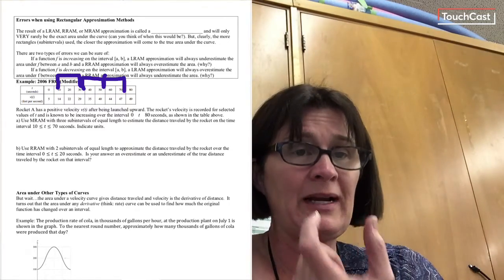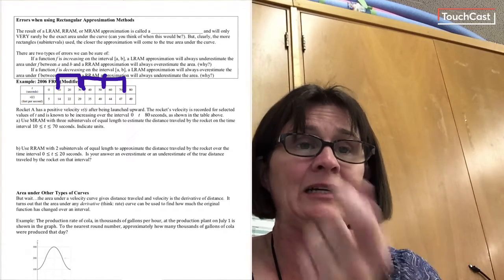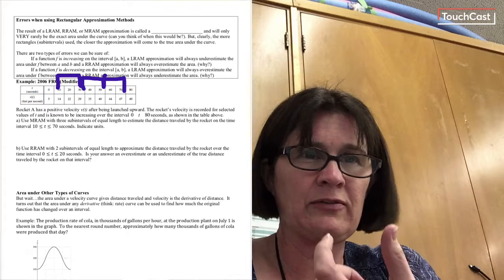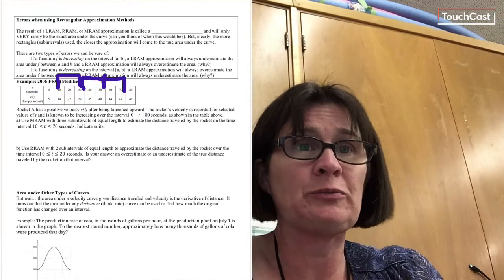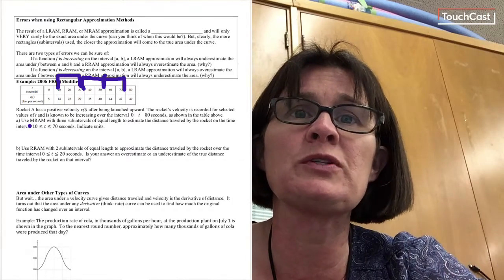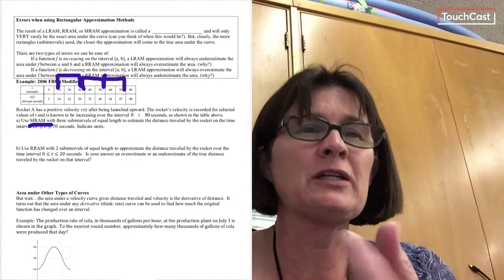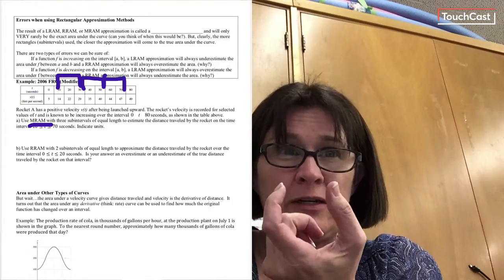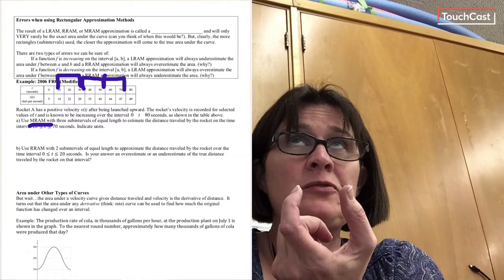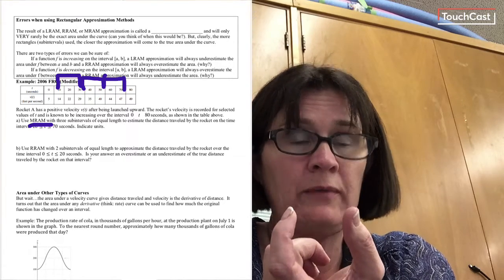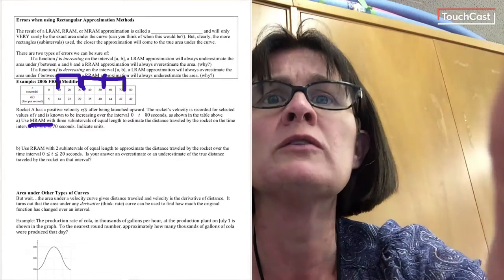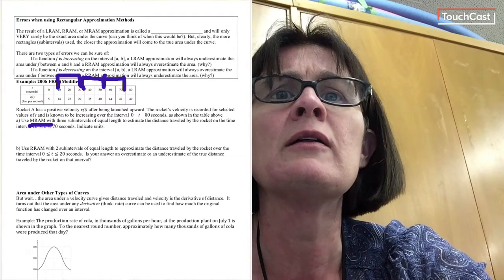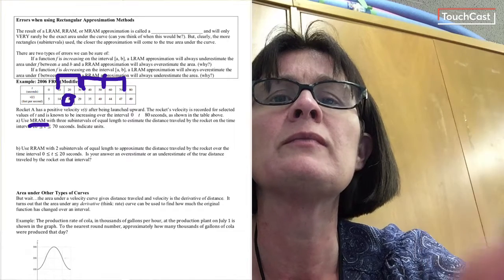So now I know how many rectangles I need and what time values they're going to cover. I need to figure out how tall each of my rectangles should be. Well, here they've specified I'm supposed to use MRAM. That means I'm going to look for my rectangle that covers from 10 to 30. I have to think of what's halfway between 10 and 30, 20. And I'm going to use the output value when the input is 20. So when t is 20, v of t is 22.